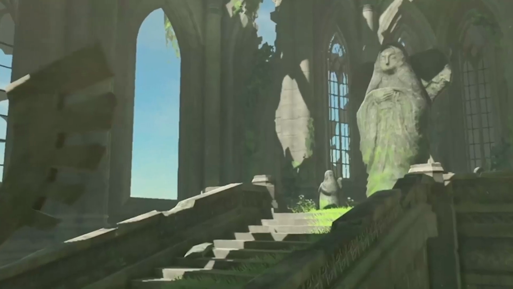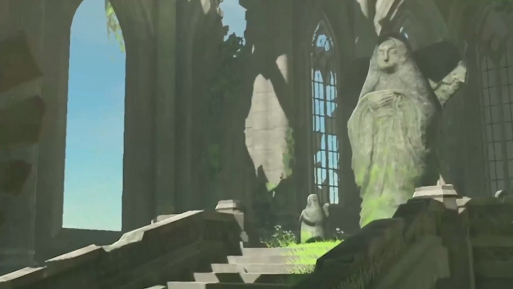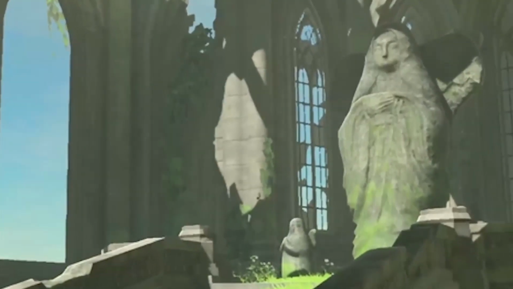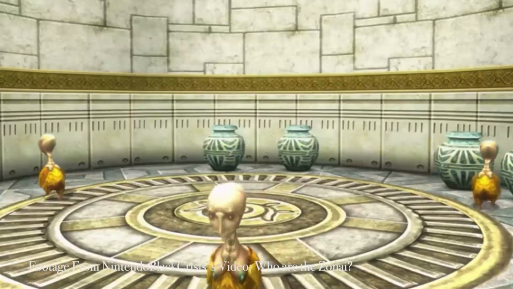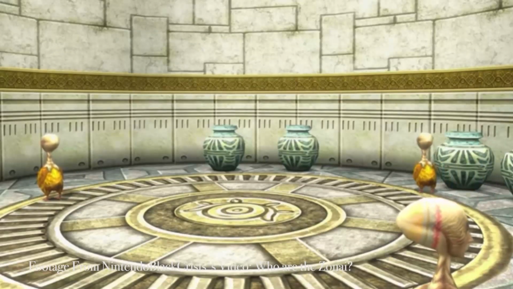I also want to acknowledge a potential alternative theory. What if the mural in the new trailer isn't depicting the past, but the future? What if it's a prophecy? What if we're actually seeing the eventual union between Demise and Hylia that will finally end this eternal cycle? It's entirely possible for this to be true, and honestly, with the idea that the Zonai were actually the Twilight and Sky People, nothing necessarily changes.